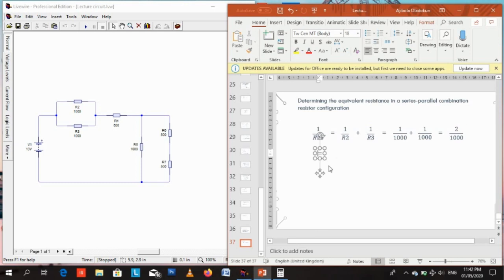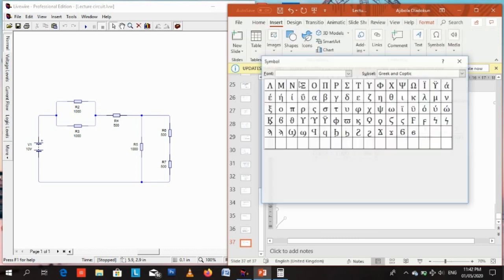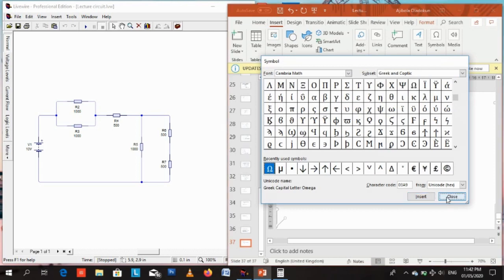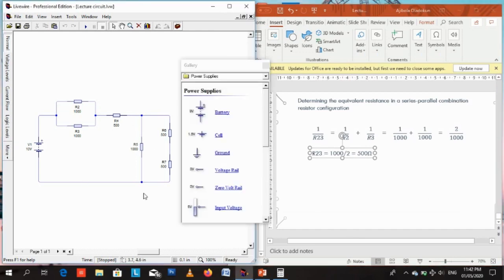So remember that if 1 over R23 is 2 over 1000, then the original R23 will be, when we flip 2 over 1000, just turn it upside down, 1000 divided by 2, which is equal to 500 ohms. What we are looking for is not 1 over R23, it's actually R23. So whatever answer you get for 1 over R23, you invert the answer so that you get the actual R23. It is called the reciprocal. I hope that should not be a strange terminology to you. So R23 is 500 ohms.